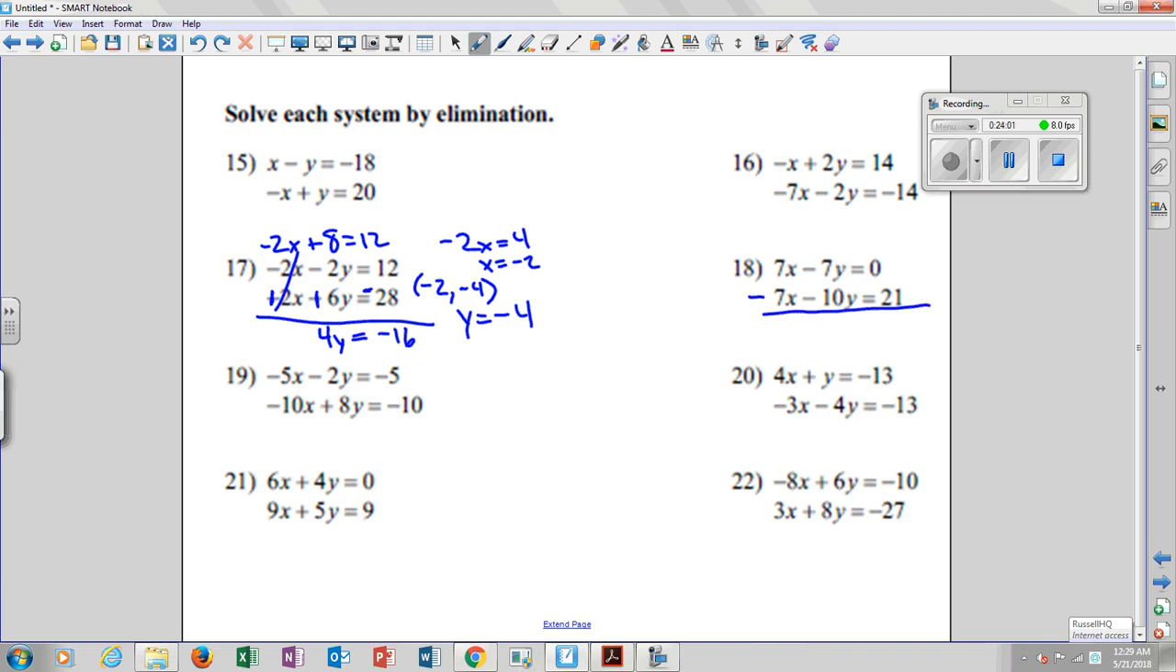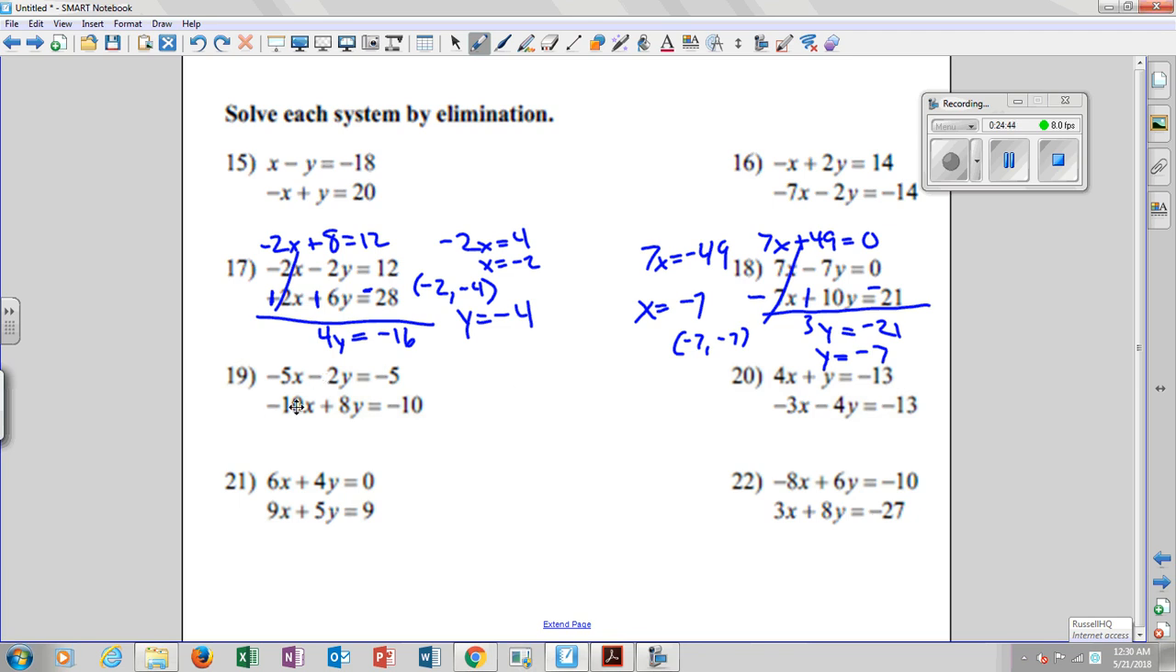Number 18, same thing, multiply through by negative. Flips all the signs on the bottom. X's cancel. Negative 7 plus 10y, that gives you 3y equals negative 21. Divide by 3, y equals negative 7. Take the negative 7, plug it in. 7x plus 49 equals 0. Subtract the 49. 7x equals negative 49. X equals negative 7. So it's negative 7, negative 7.